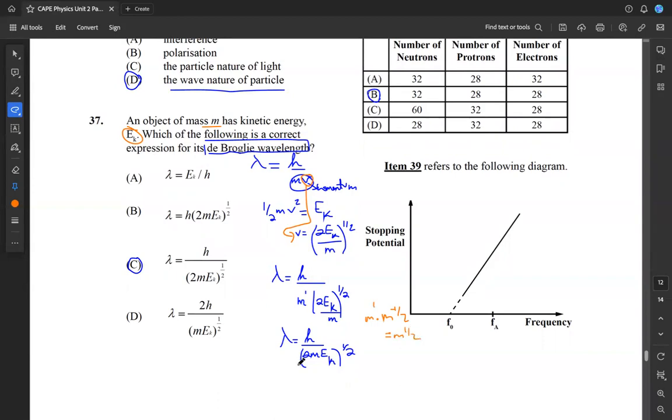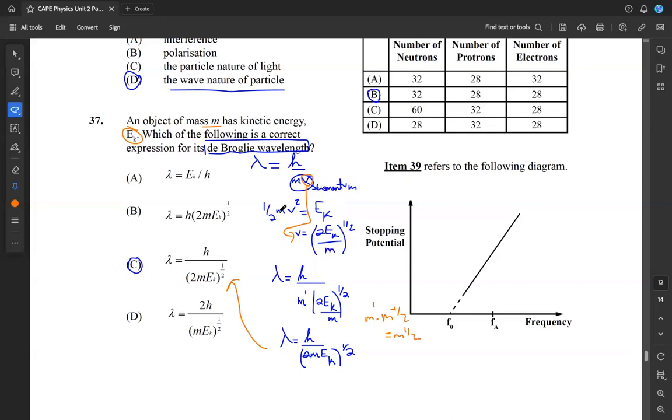So now I'm able to just move that m from outside into this square root sign. So that's why I end up with this. And so when we look at these options to see what matches our derivation, we see that this one matches it, right? So our answer is C. So what we're doing here, guys, is we're saying, okay, let's start with what is the de Broglie wavelength, and the de Broglie wavelength is this formula. Then I'm like, okay, now they want me to relate it to kinetic energy.